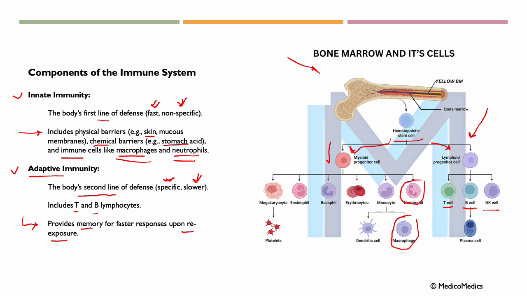So all in all, the immune system has two levels: a quick general response, which is our innate response, and a targeted learned response, our adaptive immune response.